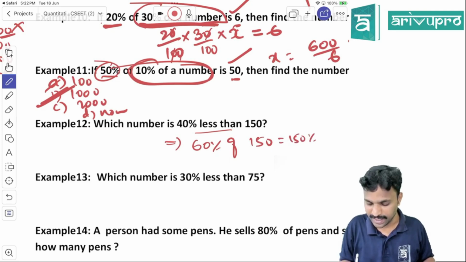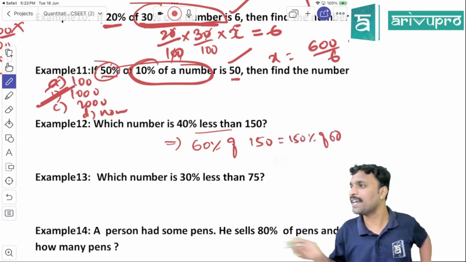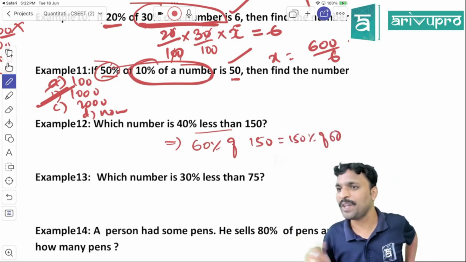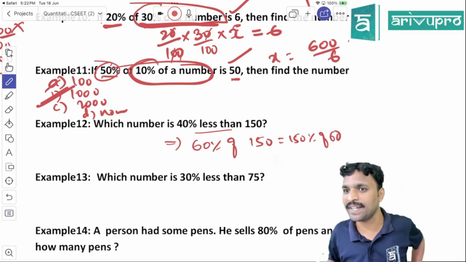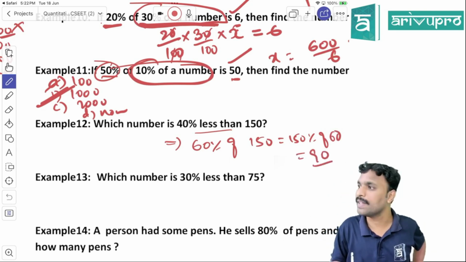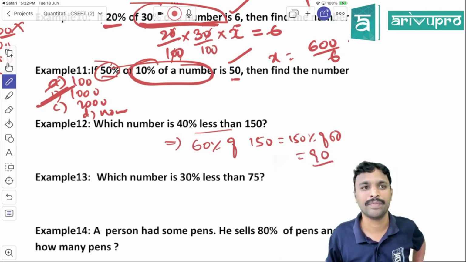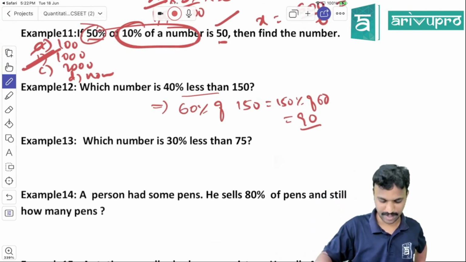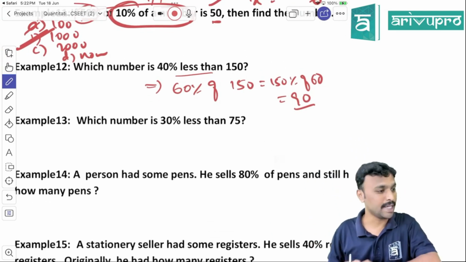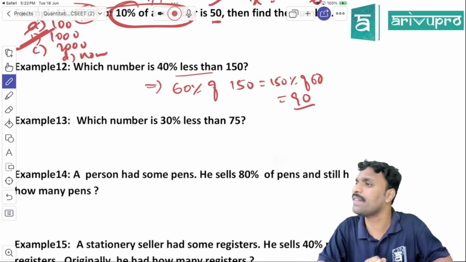150% of 60 is easier. 100% of 60, 50% of 60: 60 plus 30. Answer is 90. Clear? Are you getting it? Next. Which number is 30% less than 75?